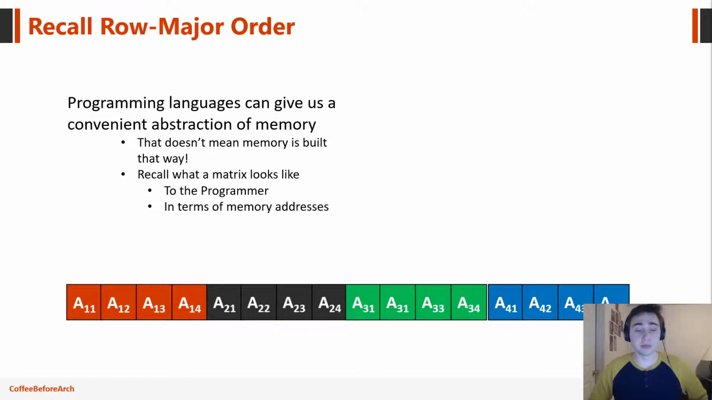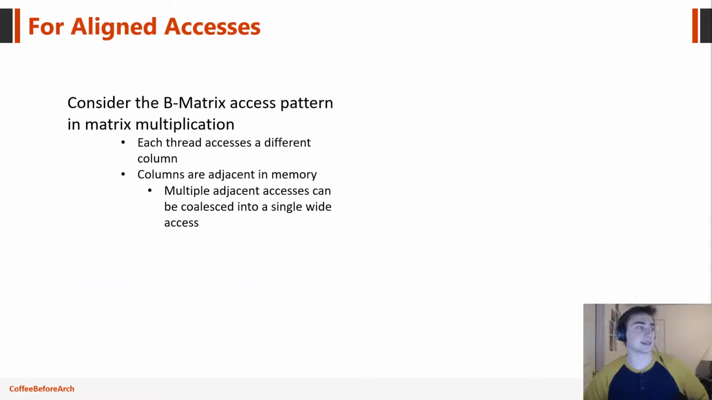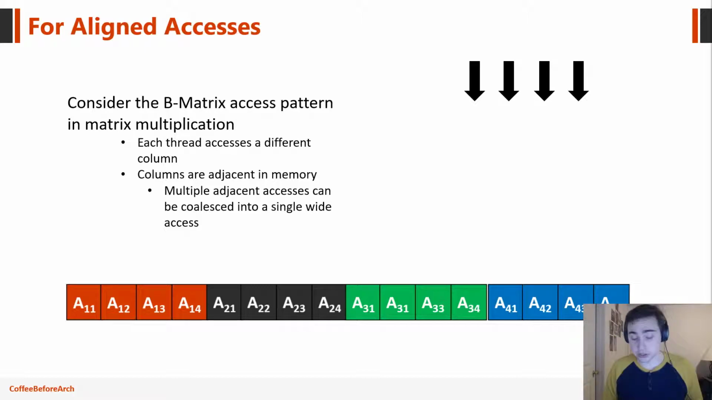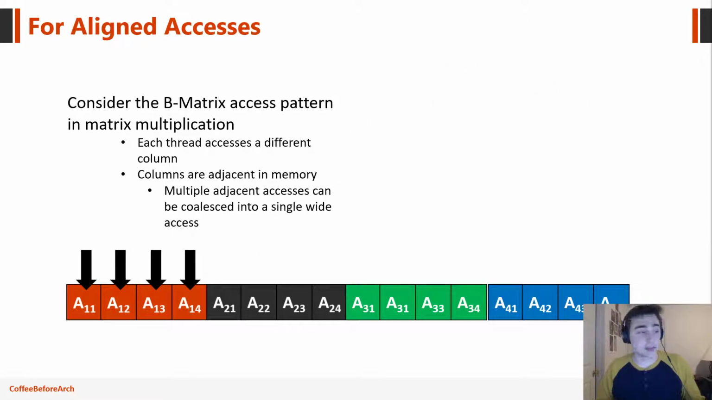This is important to keep in mind when we talk about aligned accesses. So consider the B matrix when we're doing matrix multiplication. Every single thread, denoted by those arrows, is going to access a different column. Now, columns are adjacent in memory, as you can see up here. So it goes down a single row of that matrix, and multiple adjacent accesses can be coalesced into a single wide access. If we lay this out like it actually looks in memory, we see that all of these threads will be touching adjacent spots in memory. So these can be coalesced. Instead of making 4 separate accesses to different locations, we can make one large access. And this gives us a bit of performance.